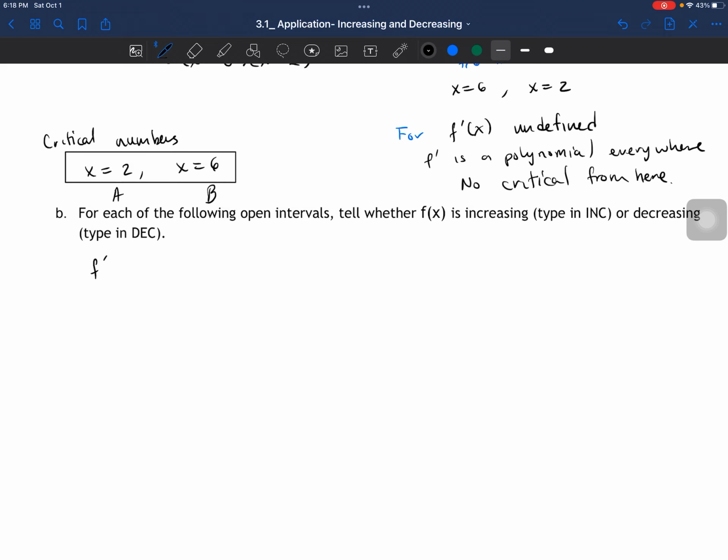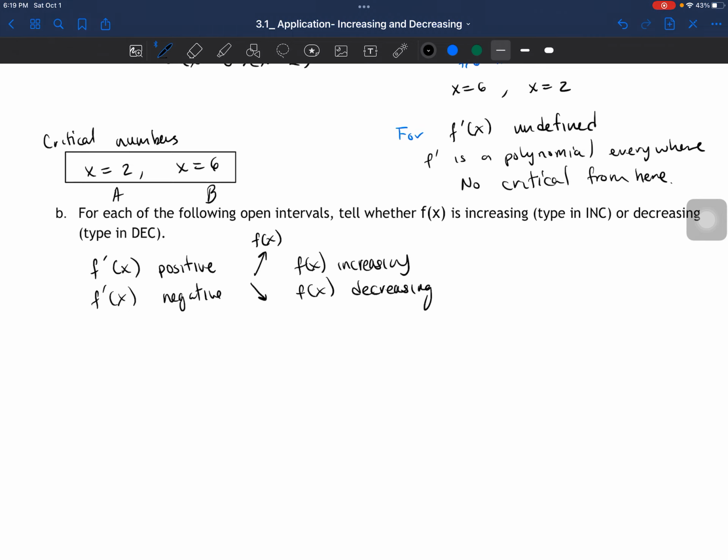We know that there's a relationship between the derivative and the function. We know that when the derivative is positive, meaning your slope is positive, that means the function is going this way. That means your function, your f of x, is increasing. And when f prime of x is negative, that means your slope is negative. So that will be this case. That means f of x is decreasing.